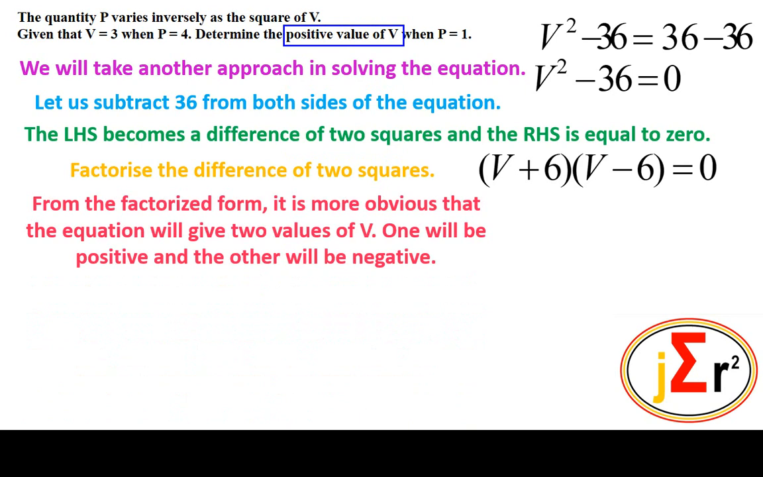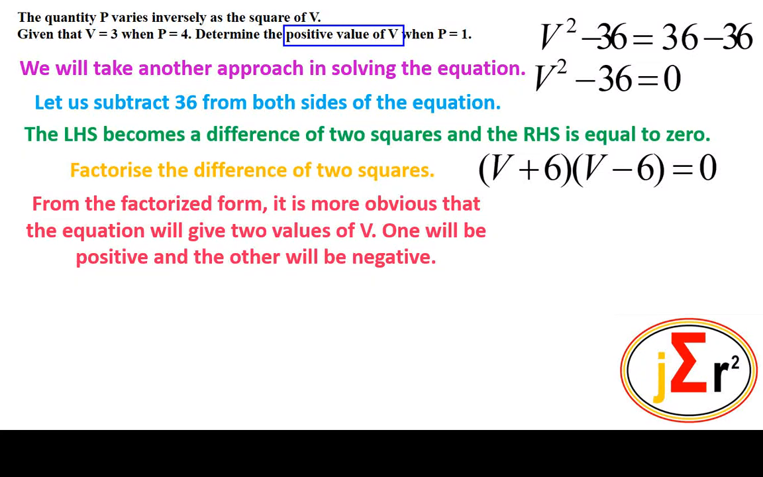From the factorized form, it is more obvious that the equation will give two values of v. So when we take the square root of both sides, it might not be so explicit that we will have two values of v, because it's just v squared is equal to 36. V is equal to the square root of 36. One square root of 36 is 6. We don't even give consideration to the other one.